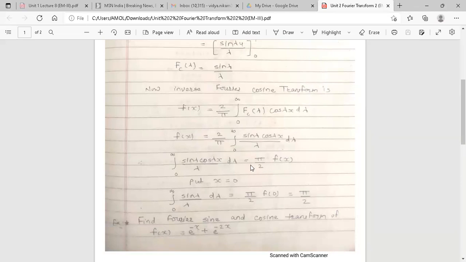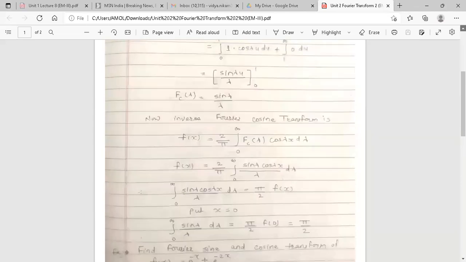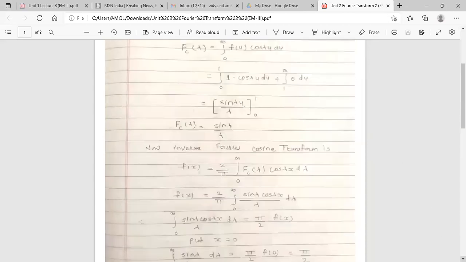Now our aim is to find the inverse Fourier transform. Inverse Fourier transform means find the Fourier integral representation. So this is the Fourier integral representation of the given function, and the value of the integration from 0 to infinity of sin lambda into cos lambda x upon lambda d lambda is pi by 2 into f of x. f of x is the given function.